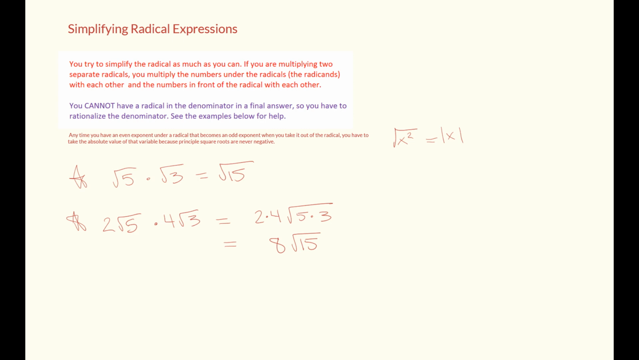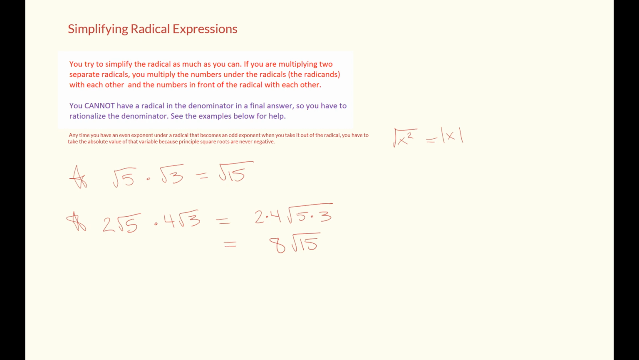We are going to be talking about simplifying radical expressions in this lesson. This is a long lesson because there's so many different types of problems, so you can pause the video anytime that you want to, or rewind it or whatever. You can try to simplify the radical as much as you can.